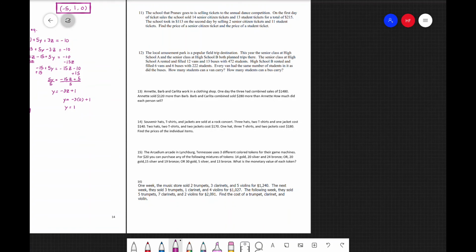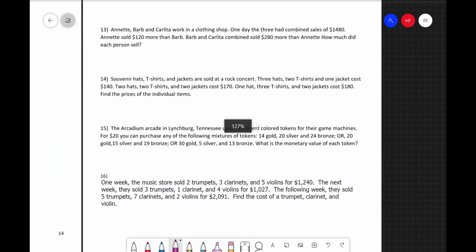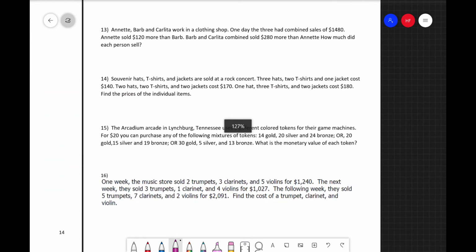Alright, number 14. This has 3 variables: souvenir hats, t-shirts, and jackets. So the cost of a hat is our X. The cost of a t-shirt is our Y. And then the cost of a jacket is our Z. So we have 3 different variables, which means we need 3 different equations.